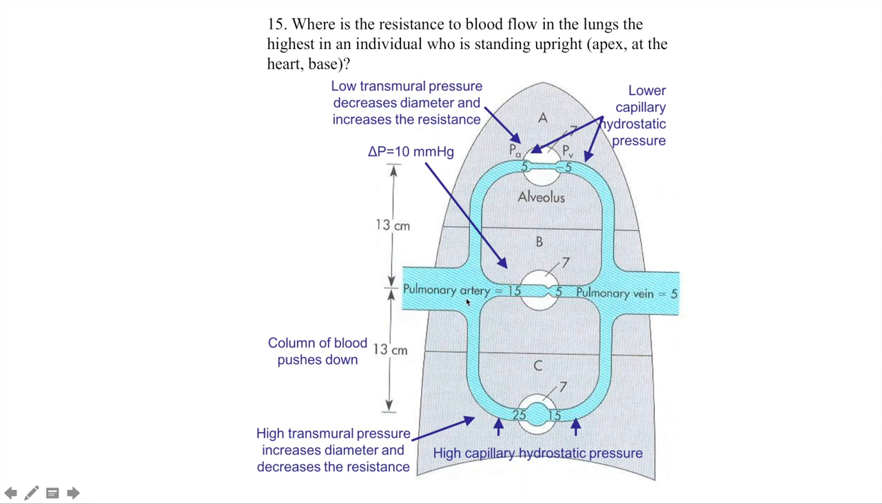So when you tilt upward, gravity pulls blood down, columns of blood are pushing down onto the base of the lung, and that causes the volume to increase here. And because these walls are so compliant and so stretchy, you get an increase in diameter, and that decreases the resistance to flow. And of course, the opposite takes place up here at the apex. So the higher resistance to flow is in the apex in the upright individual. The lower resistance to flow is in the base. Okay?